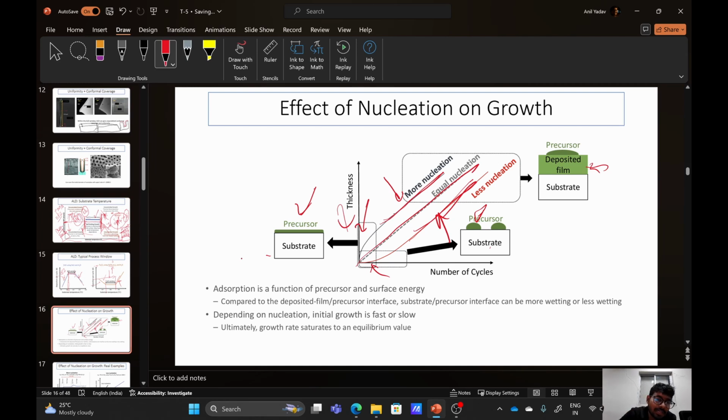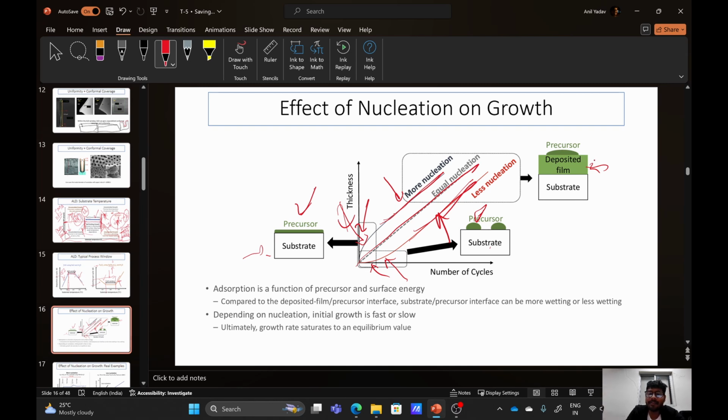If you are depositing on different substrates, sometimes you can get this kind of profile, or sometimes this kind, depending on the substrate, because the wetting of the substrate with the precursor depends on the surface energy, and the surface energy of the substrates is different. That is why you are getting a different kind of profile at the lower number of cycles.